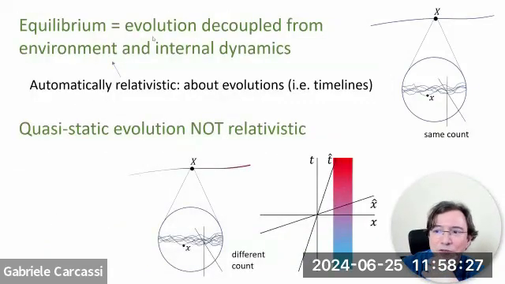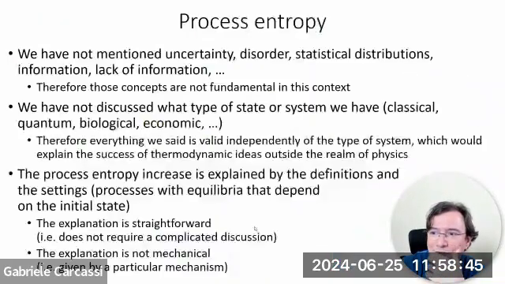And this notion of equilibrium is automatically relativistic because it's a group of evolutions, a group of timelines. It also explains why quasi-static evolution is not relativistic, because depending on how you cut, you're going to have a different count of evolutions and different statistics. So that sort of makes sense.